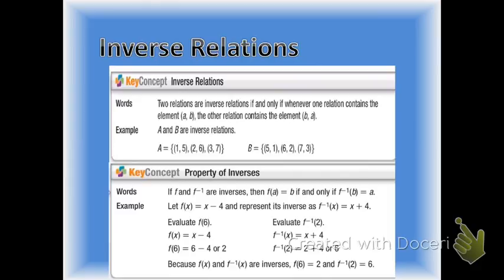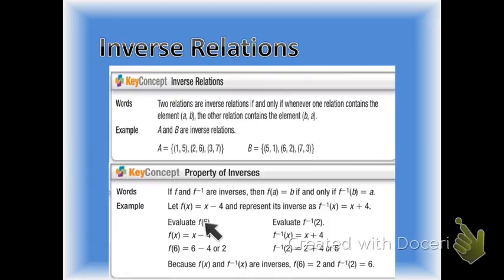Now because of that, you have the bottom box, the properties of inverses. We're going to quickly go through this one. If f and f to the negative first are inverses, then f of a equals b if and only if f inverse of b equals a. The example is here. Let f of x equal x minus 4, and represent its inverse as f to the negative first. That's how you denote an inverse. You say it "f inverse," so f inverse of x equals x plus 4.